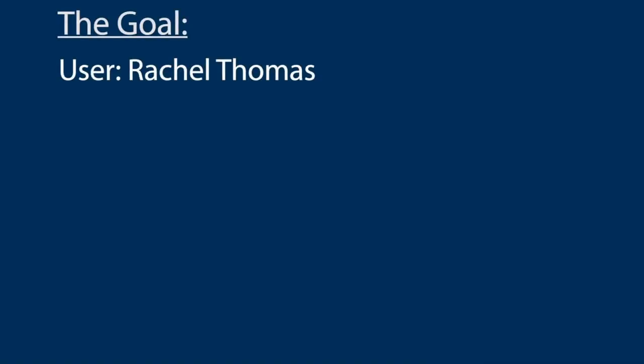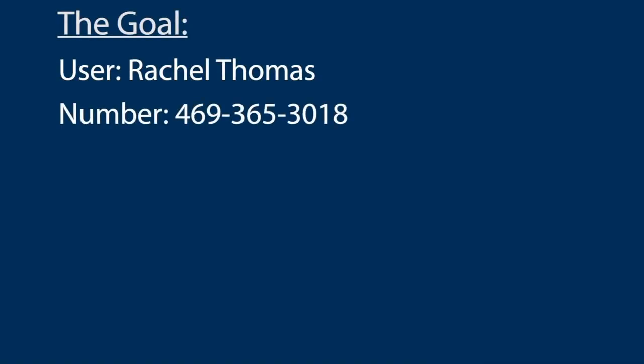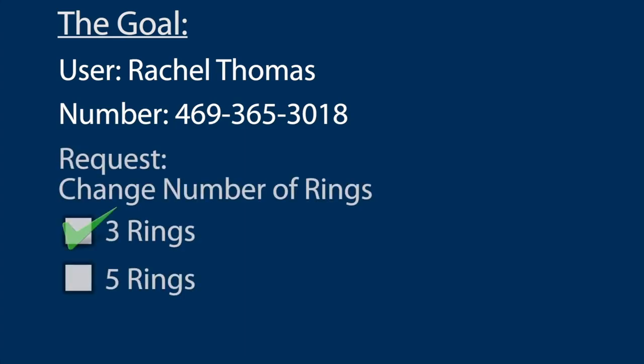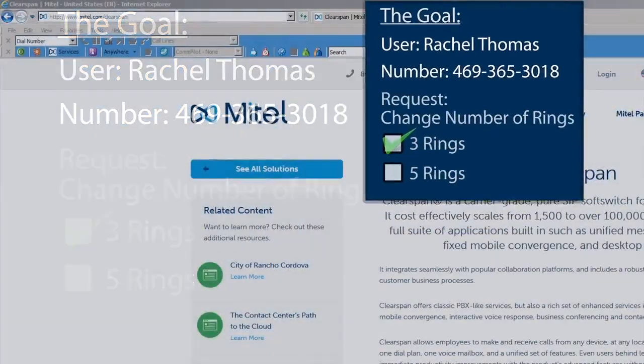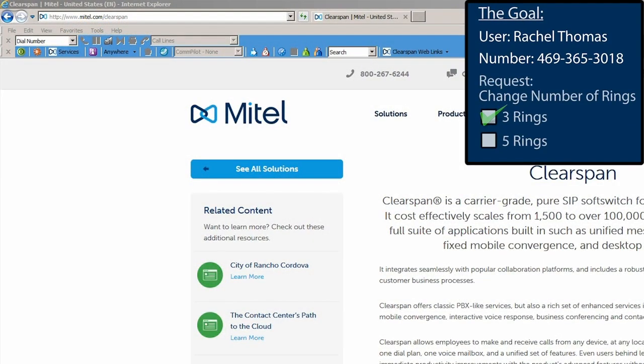So here's my goal. My user is Rachel Thomas. Her phone number is 469-365-3018, and she wants to change her ring settings from 3 rings to 5 rings. So here is how Rachel would change the number of rings.